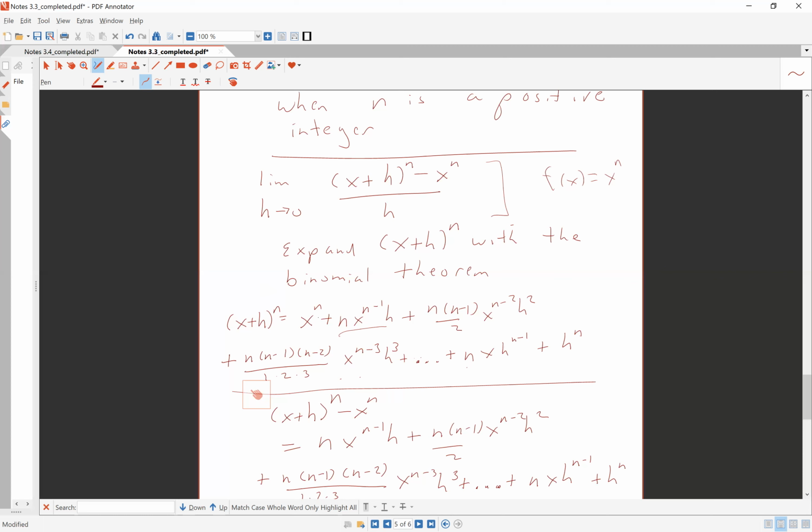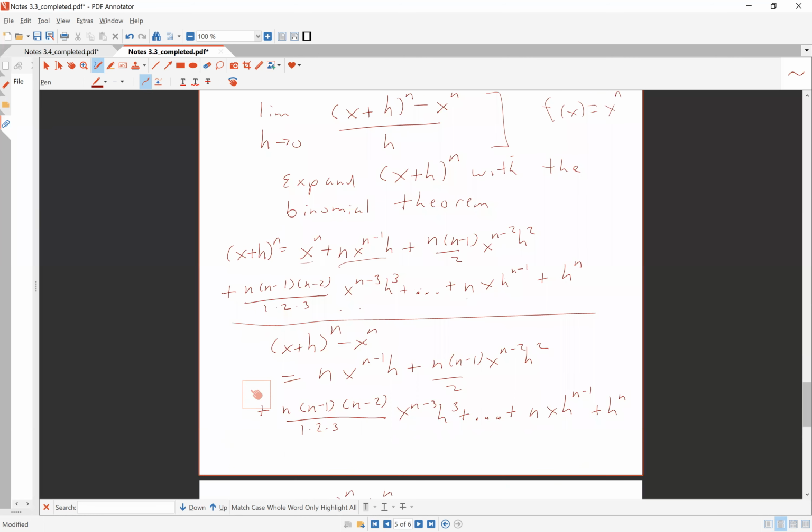So notice it's x to the 1, x to the n, h to the 0. And then it's x to the n minus 1 times h to the 1. We subtract 1 from the exponent of x and add 1 to the exponent of h. And eventually you'll get, at the end, n times x to the first, h to the n minus 1, and then plus h to the n. Okay, so that's x plus h to the n. And then you're going to subtract off x to the n.